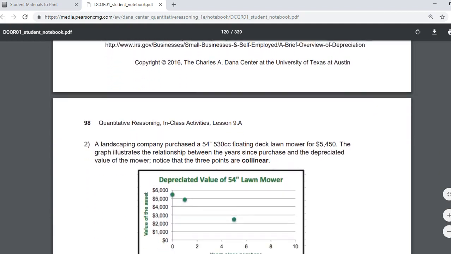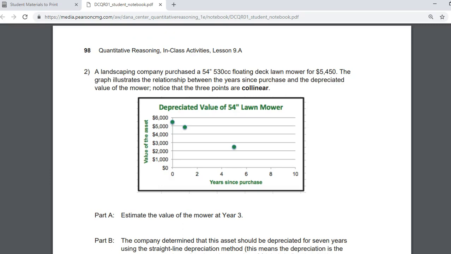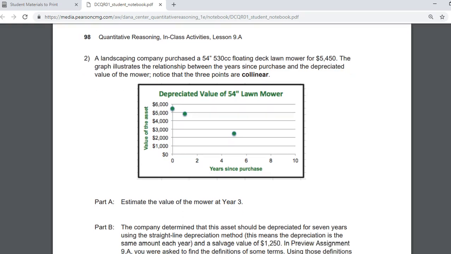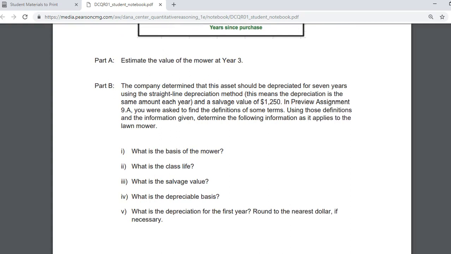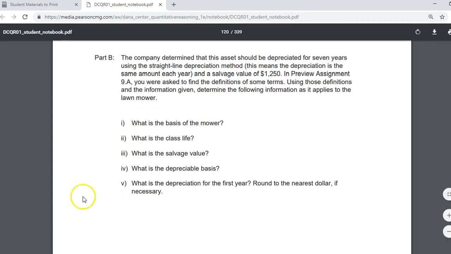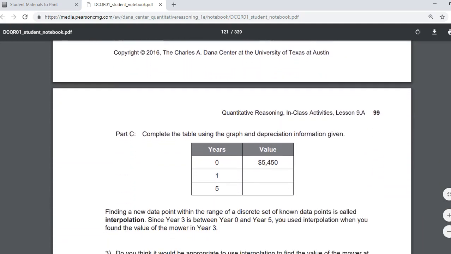But as we scroll down, question number 2 has 3 collinear points on it. And something like question 2 would be a great question to put on the test. It has all sorts of information in it, including the pieces under it, where you can estimate, and then under part B, you can start talking about the basis, the class life, the salvage, depreciable basis. Those pieces are parts that you can pull out, calculate, or write down.